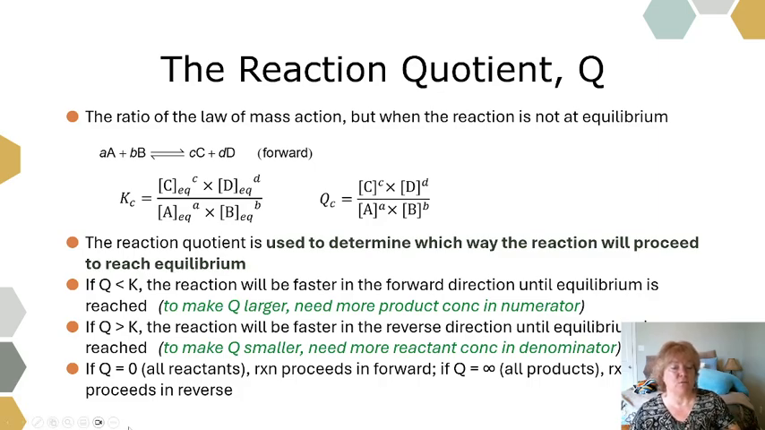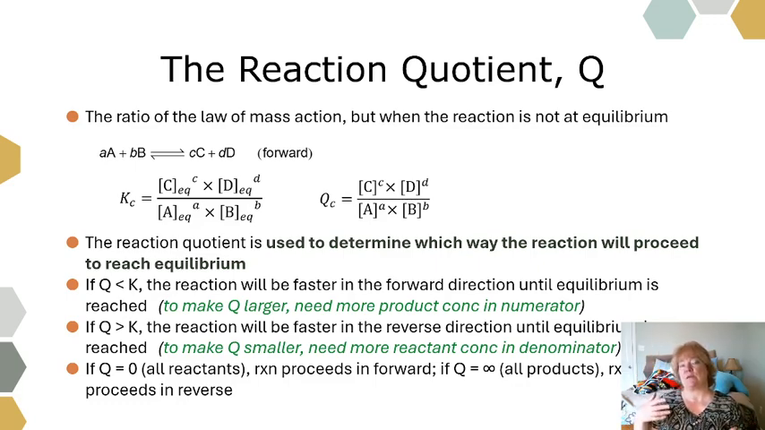If Q equals 0, the only way I can get 0 would be if I have no products. And if I have no products, that means I have all reactants. It's definitely going to proceed in the forward direction. Has to. If Q ends up being infinity, the only way, if the bottom was 0, if there were no reactants left, then you can't have a fraction with 0 in the bottom. If I take the limit of that fraction, it's infinity. So if Q equals infinity, that implies it's all products. Again, it can't be infinity, very likely, but it might be really, really large. So it's all products. Then the reaction is going to proceed in reverse.